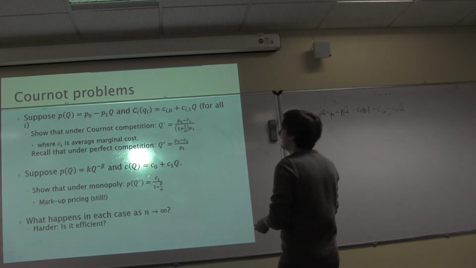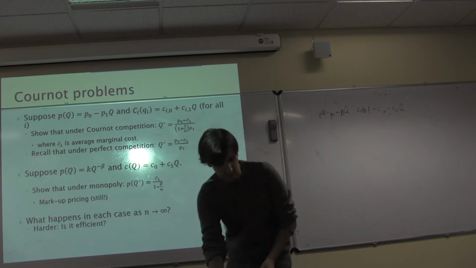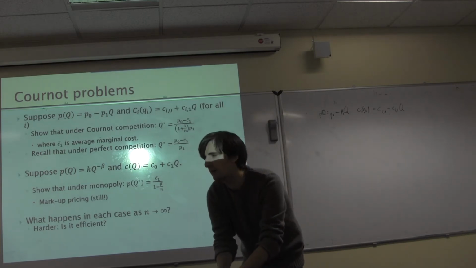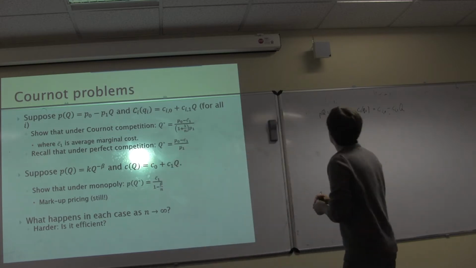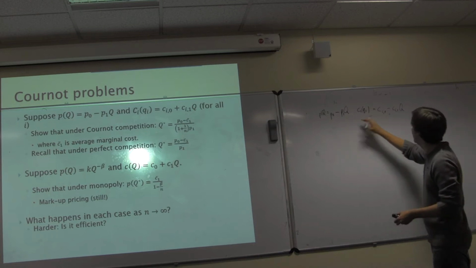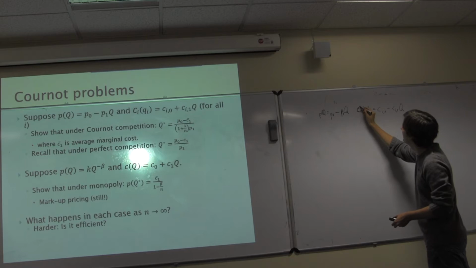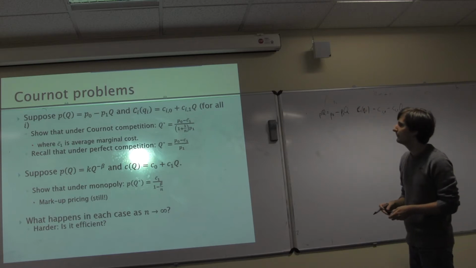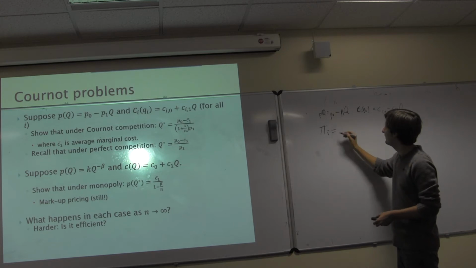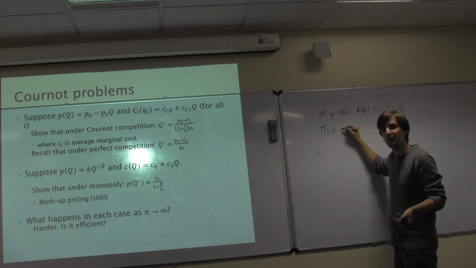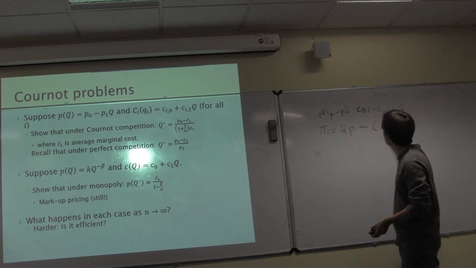Okay, so now let's do the Cournot case. The first thing we do with Cournot competition is we write down profits. So here's price. Here's the total cost function for firm i. Let's make that a big C. Okay, so the profits for firm i, pi_i, is what it always is: quantity times price minus total cost.